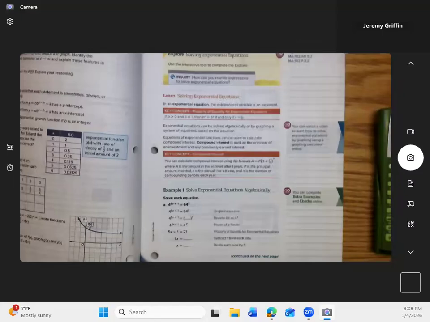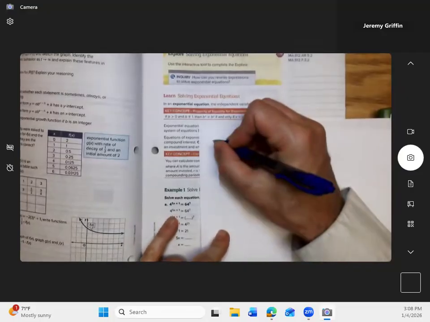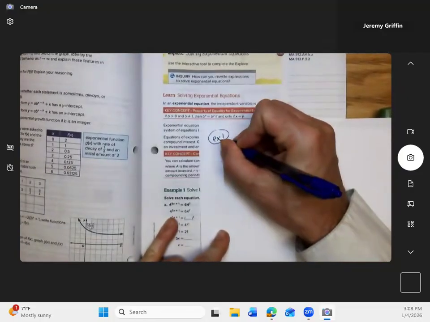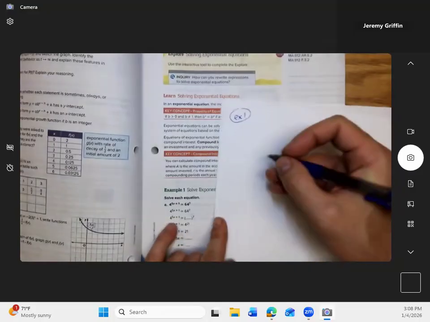Number one, solve exponential equations algebraically. So first example, yeah, hold on to the interest idea. We'll get to one of those later.